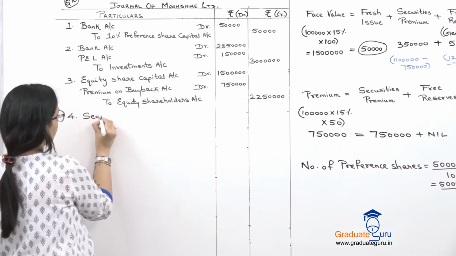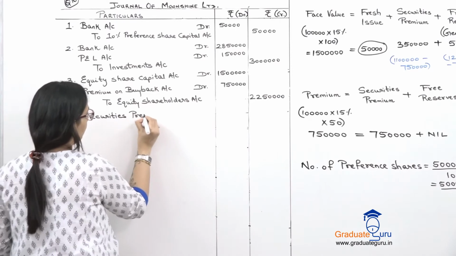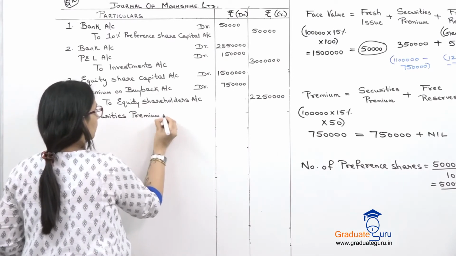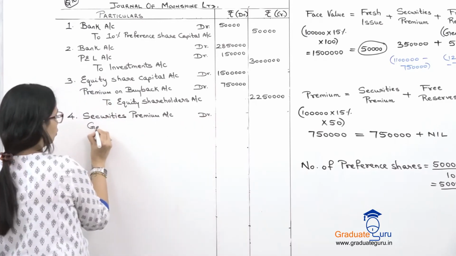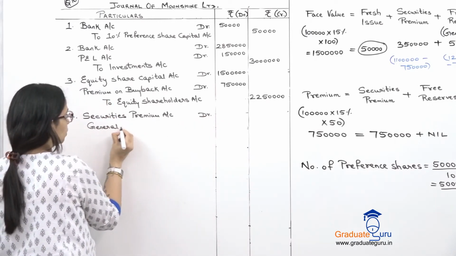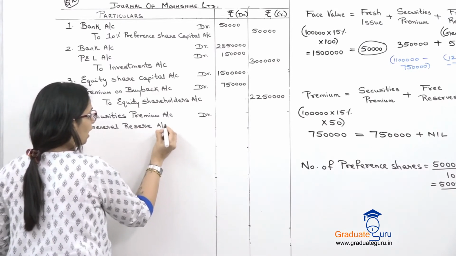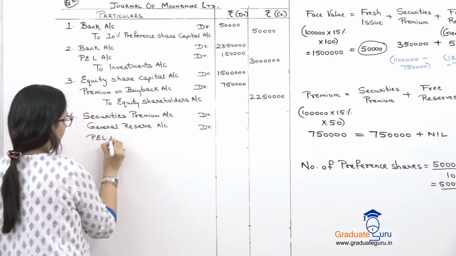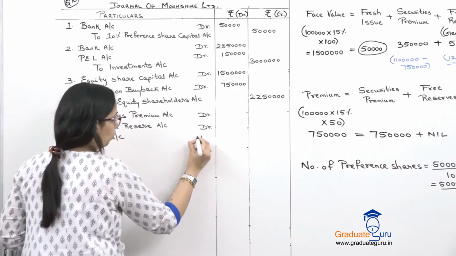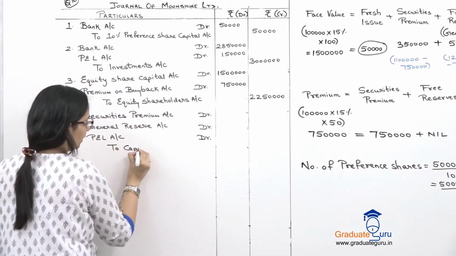Where did we do the buyback from? We have used some reserves. So securities premium account debit. We've also used general reserve and we have used P&L account also. So general reserve account debit, P&L account debit, and what are we creating out of that? Our capital redemption reserve.